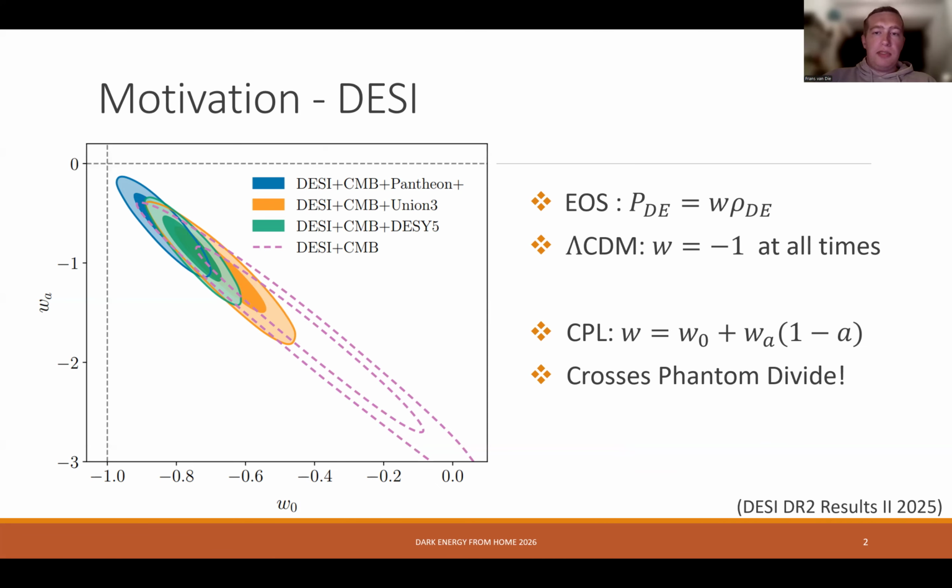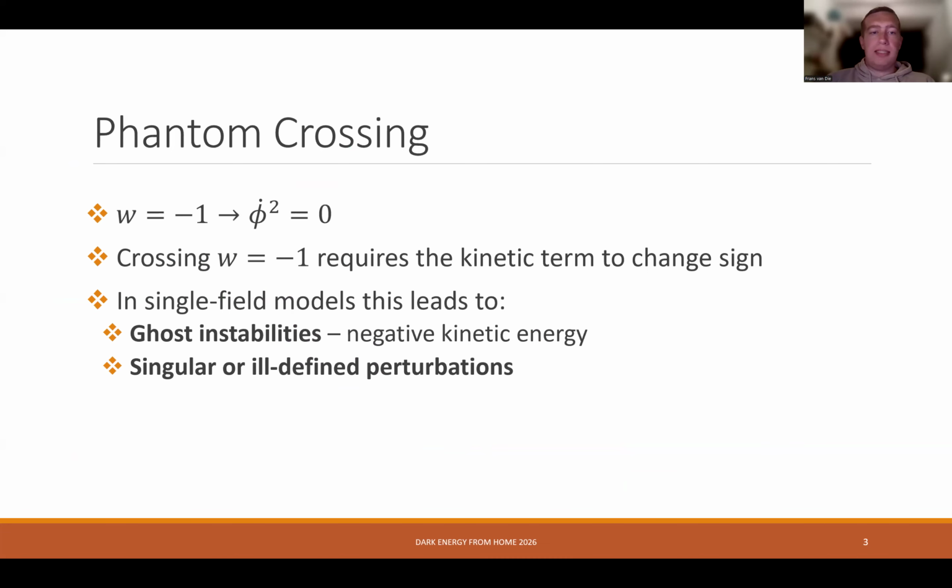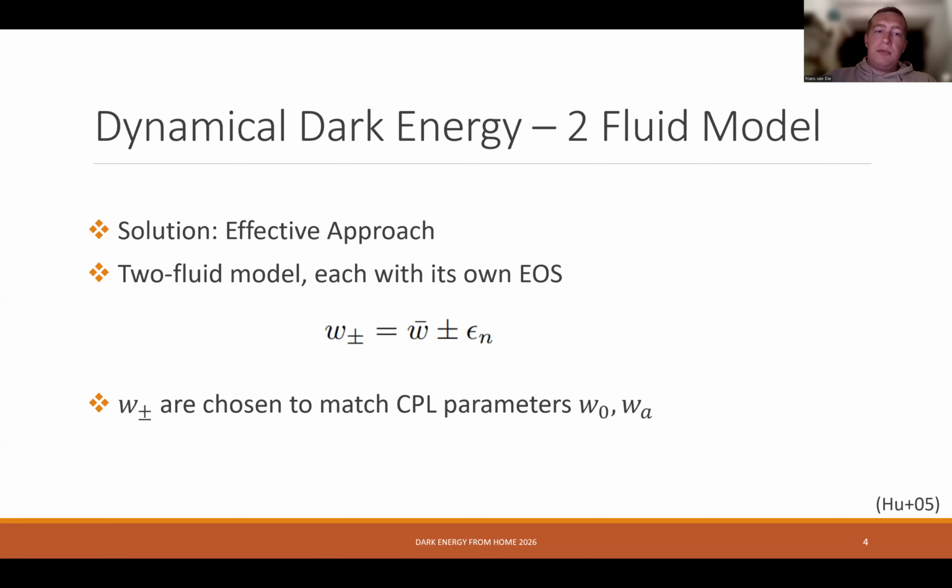And in single field dark energy models, this may actually be quite problematic. Because if the equation of state becomes -1, this means the kinetic term in the Lagrangian vanishes, and hence the kinetic term changes sign when the equation of state crosses the phantom barrier. And in single field models, this leads to ghost instabilities, and additionally it might lead to singular or even ill-defined perturbations.